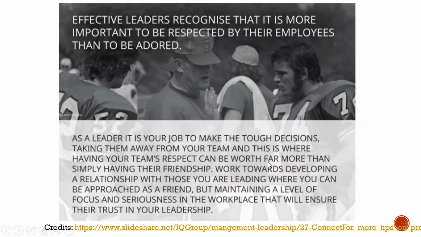Work towards developing a relationship with those you are leading, where you can be approached as a friend, but maintaining a level of focus and seriousness in the workplace that will ensure their trust in your leadership.